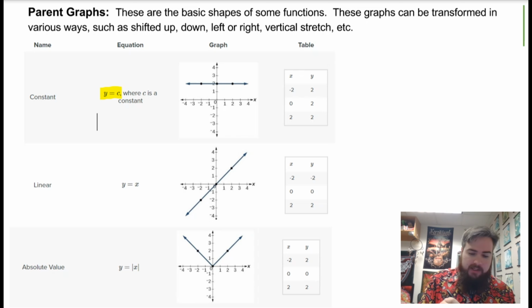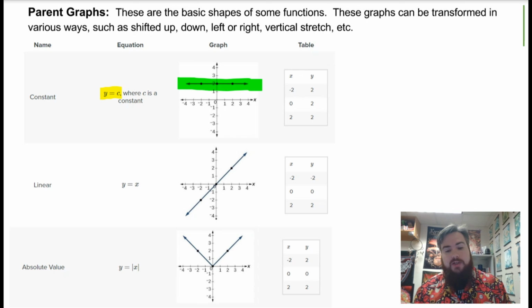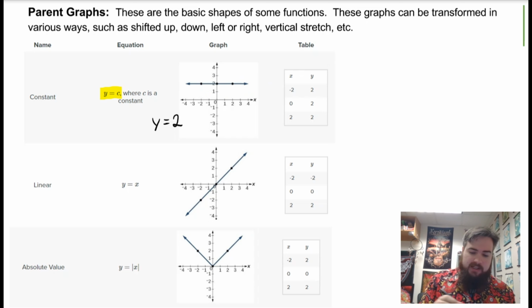So for example, here on this graph, we have this horizontal line that goes through 2. That means that this would represent the equation y equals 2. Y is always 2, no matter what value x is. You can even see this on the table on the side. If x, for example, is negative 2, y is 2. If x is 0, y is still 2. And if x is 2, y is still 2.